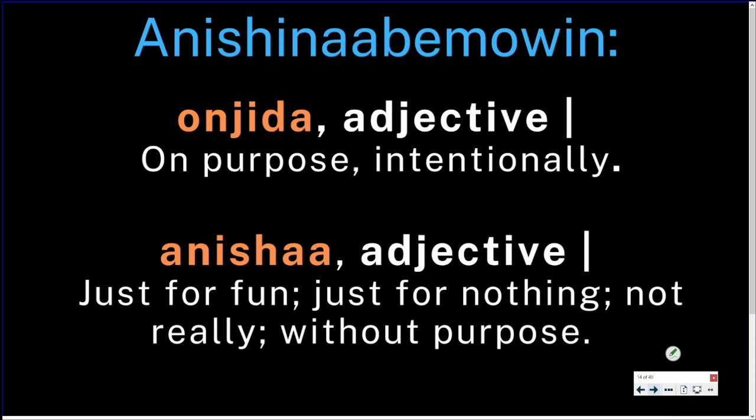So we have Onji Da. And I hope I'm pronouncing that right. Let me know if I'm not. That's an adjective, a describing word, which means on purpose, intentionally. And then we have Anisha, which is also an adjective, which means just for fun, just for nothing, without purpose. So two contrasting words, and there's lots of things that we do in life that should be done without purpose and should just be done for the sake of doing them.